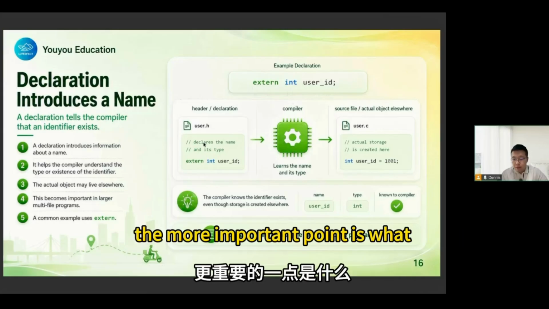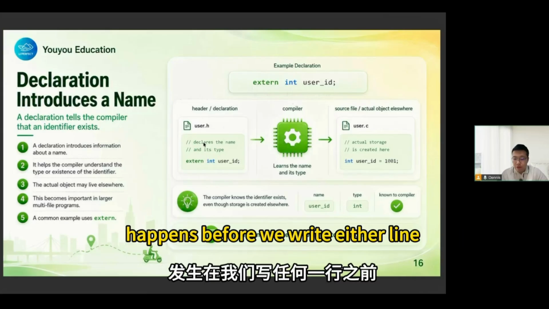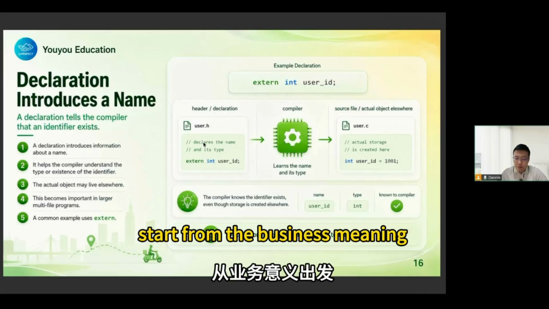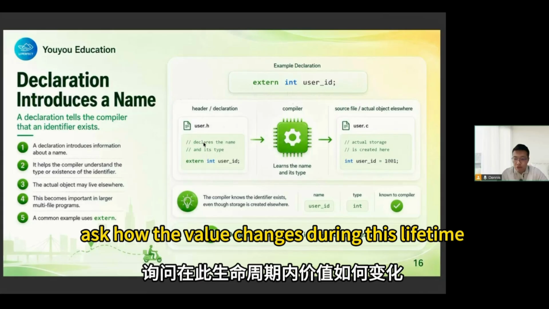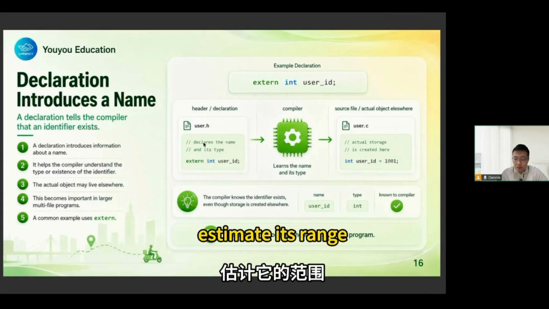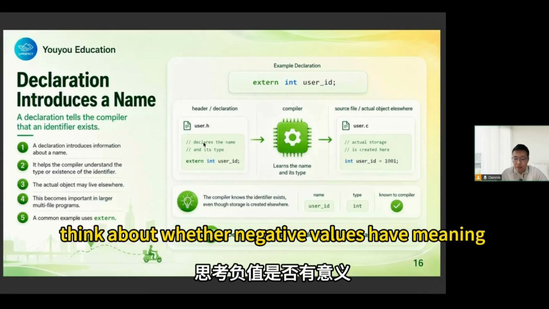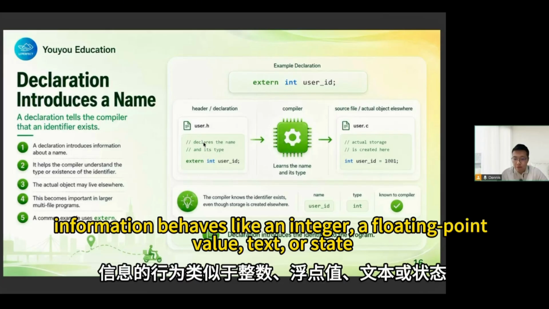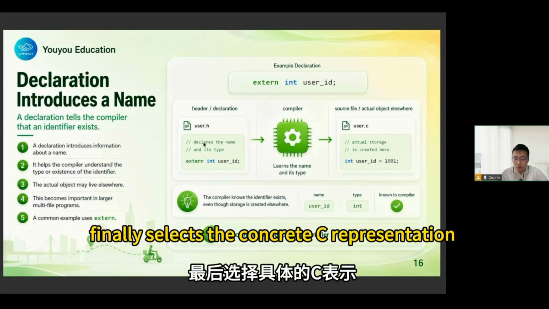For beginners, the more important point is what happens before we write either line. When a new field enters the system, start from the beginning. Ask how the value changes during its lifetime. Estimate its range. Think about whether negative values have meaning. Consider the precision. Then decide whether the information behaves like an integer, a floating point value, text, or state. Finally, select the concrete C representation.